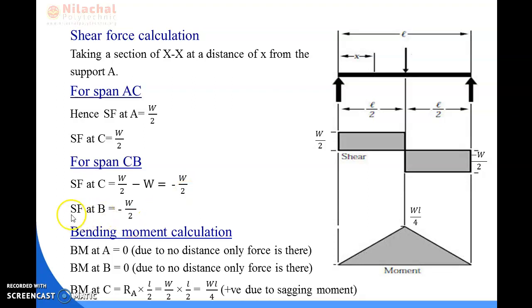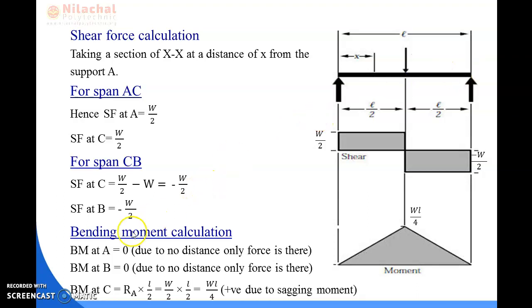And now the shear force at point B will also be minus W by 2, because in between C and B any kind of load is not acting. So the value of shear force at point B is similar to the shear force at point C, because the shear force at point C is continuing towards point B.